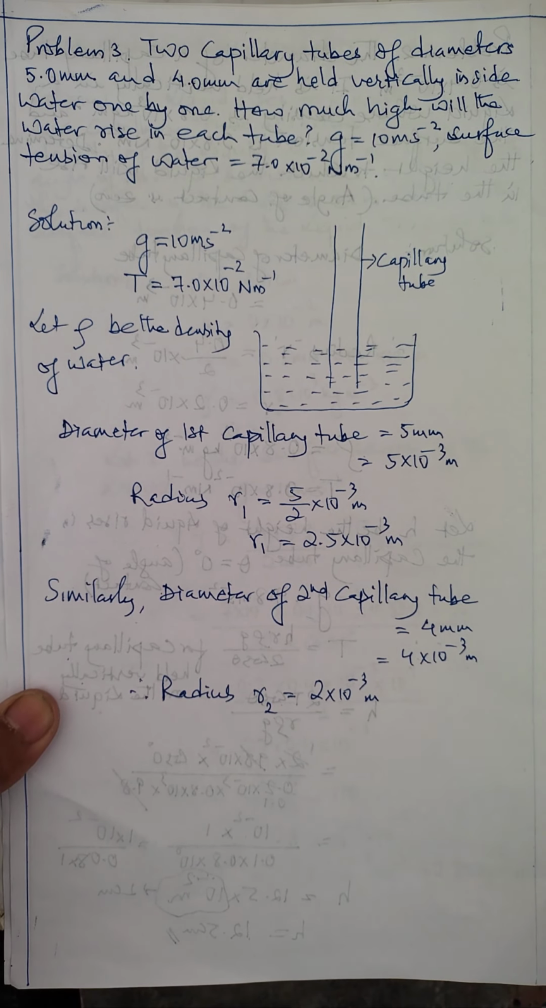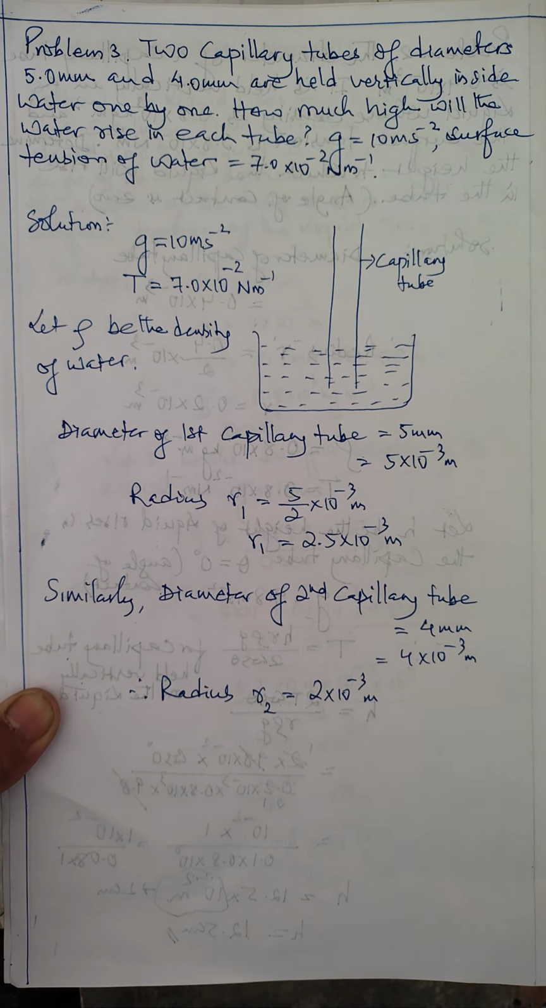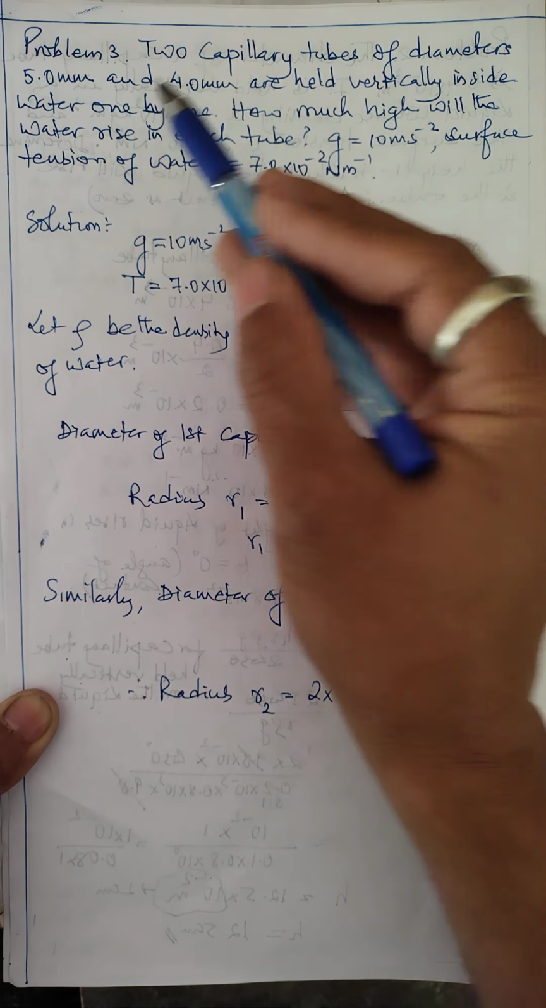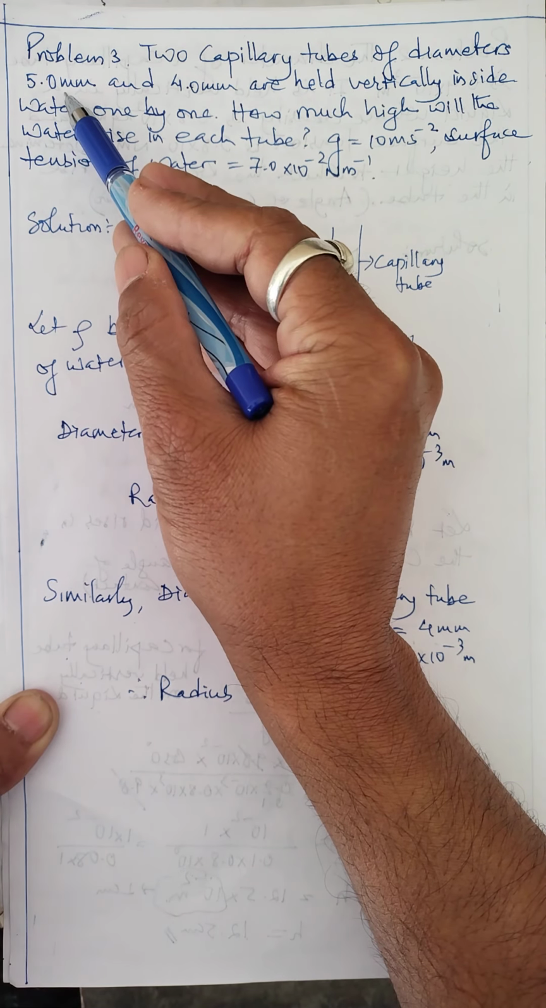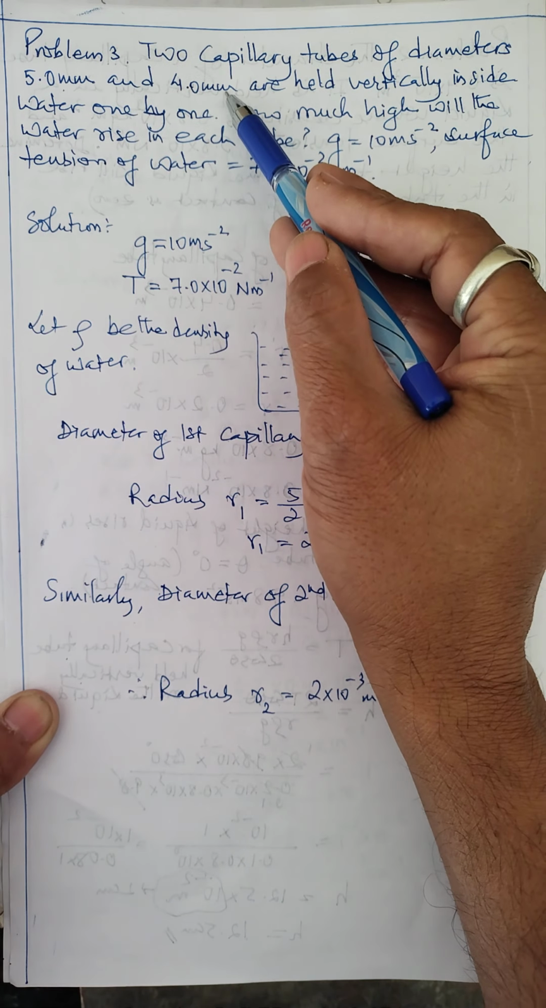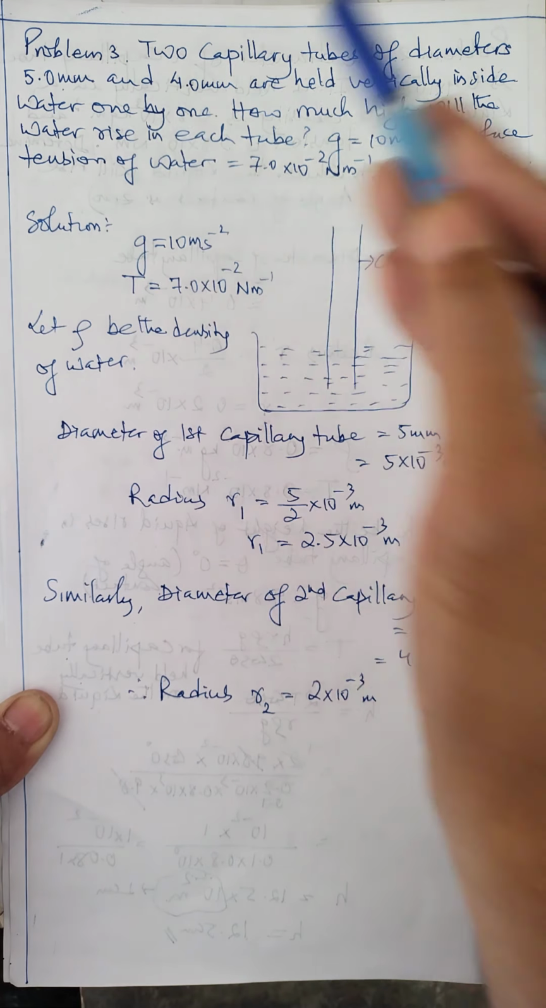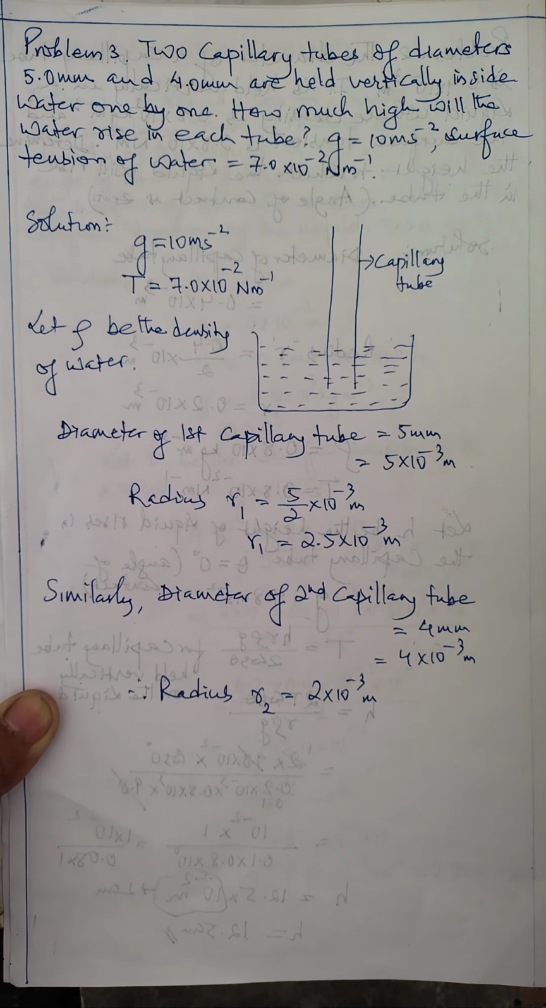Now dear children, we go to the last numerical problem, problem number 3 based on capillarity. With this numerical problem, your chapter surface tension gets completed. Problem number 3 says that two capillary tubes of diameters 5.0 millimeter and 4.0 millimeters are held vertically inside water one by one. Means there are two capillary tubes having different diameters, and we are inserting them vertically inside water, one by one, means not together.